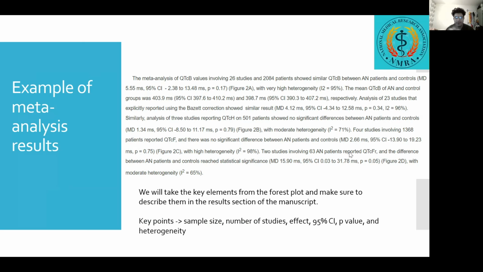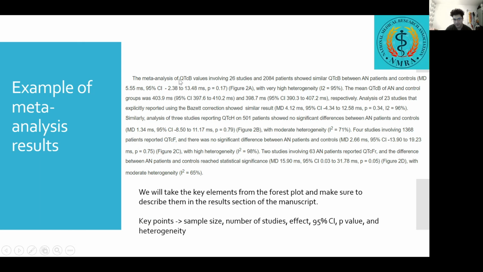So this is just going back to the QT interval stuff. This is essentially just an analysis that I reported, and this is the write-up for the analysis. So as you can see, we have reported the mean difference, MD, confidence interval, and the p-value, and also the heterogeneity. So you put down all of these things.